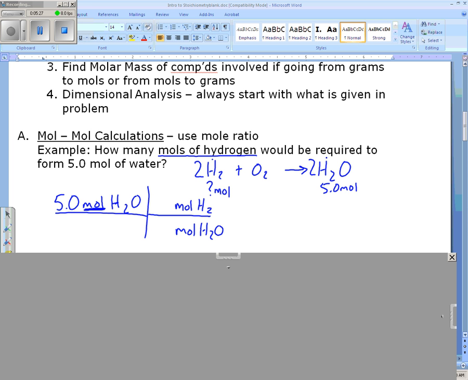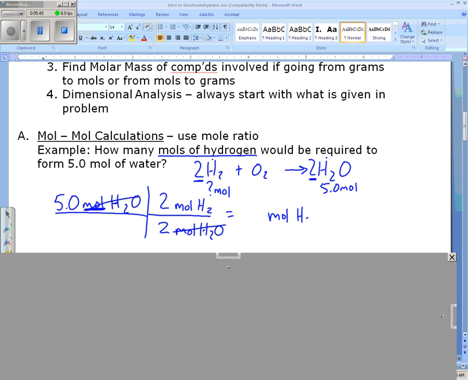Mole ratio comes from the coefficients. So my moles of water are 2 from the balanced equation. That's its coefficient. And then moles of hydrogen, its coefficient is 2. They happen to be the same. That won't always be the case. Now moles of water cancel out, and all I'm left with are moles of hydrogen.